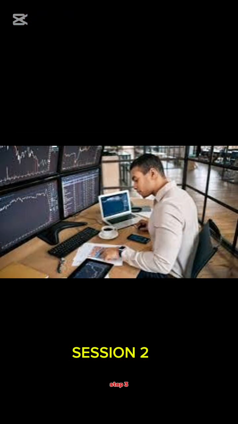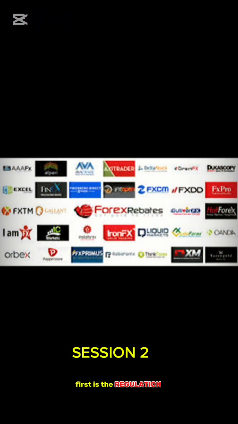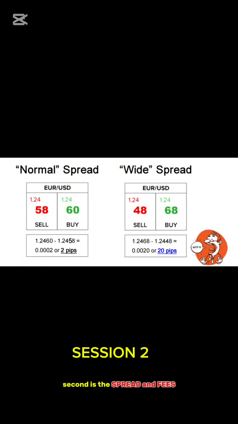Step 3. Choose a reliable Forex broker. Not all brokers are created equal. Here is what to look for. First is the regulation. Ensure the broker is licensed by a regulatory body such as FCA, ASIC, CySEC and NFA. Second is the spread and fees. Lower or normal is usually better.